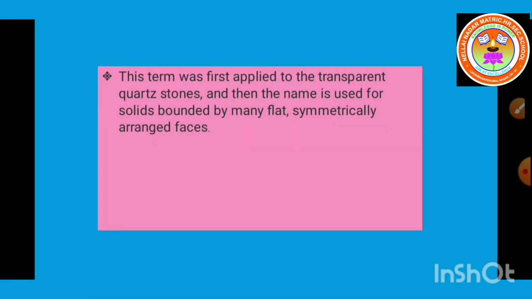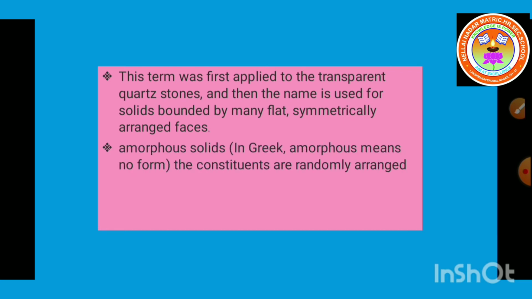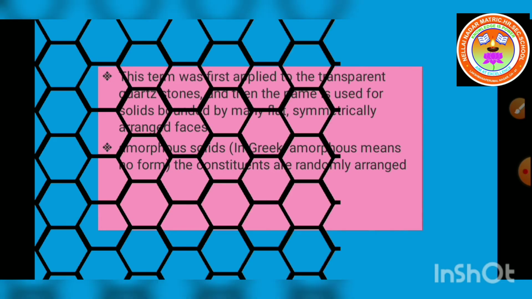This term was first applied to the transparent quartz stone, and then the name is used for solids bounded by many flat and symmetrically arranged phases. Now clear this. After finishing crystalline solid, the next one is amorphous solid. Amorphous is a Greek word meaning no form, so the constituents are randomly arranged.